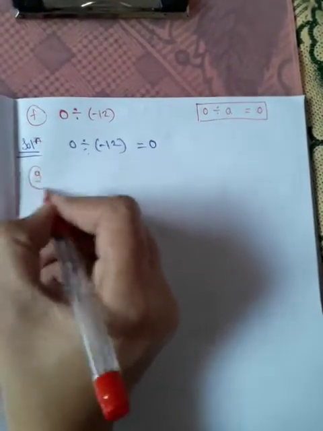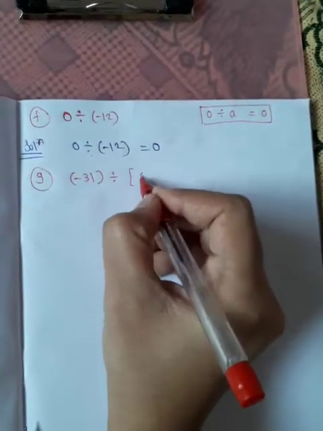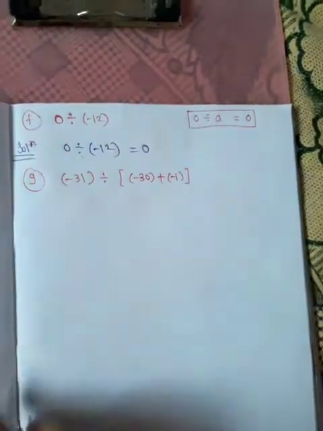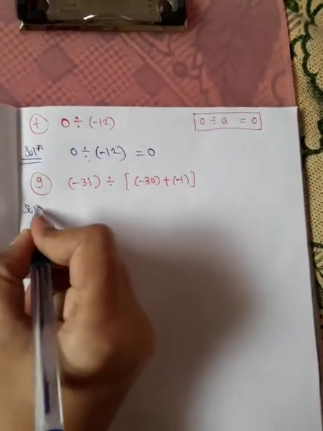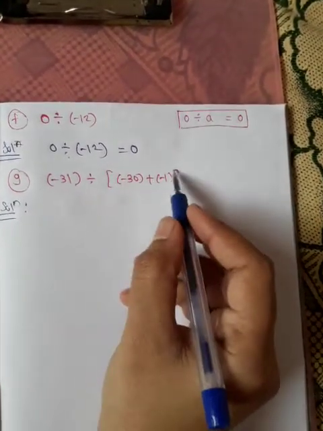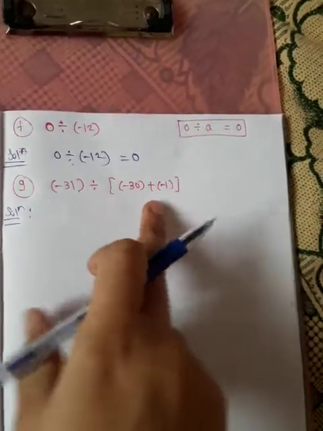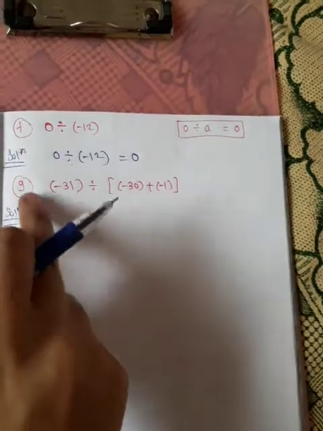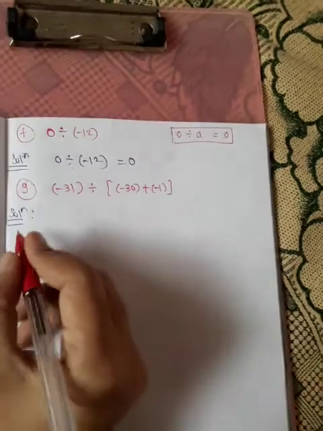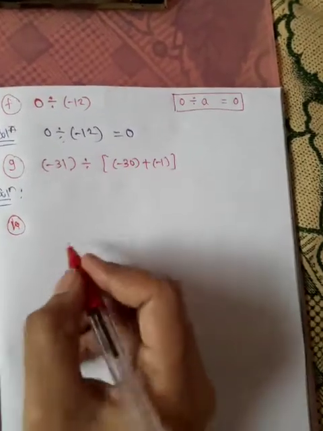Now G is given as minus 31 divided by minus 30 plus minus 1. So they have given this example. In this example here also you have to solve this bracket first and then do the division. So here I have solved example E like this, so you can solve this example. Okay, so try this.